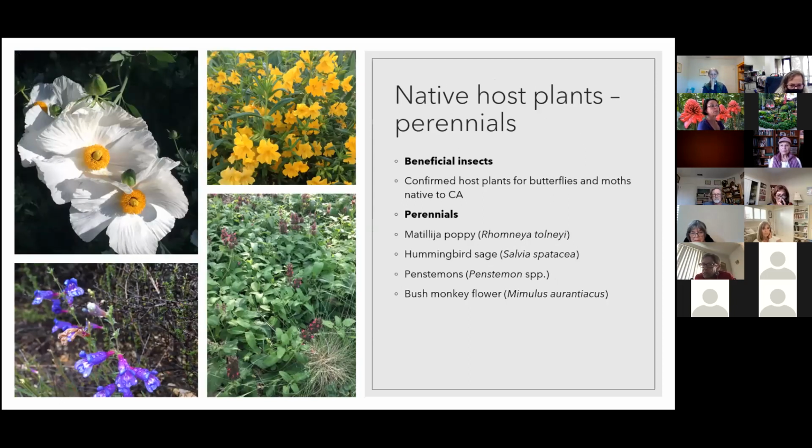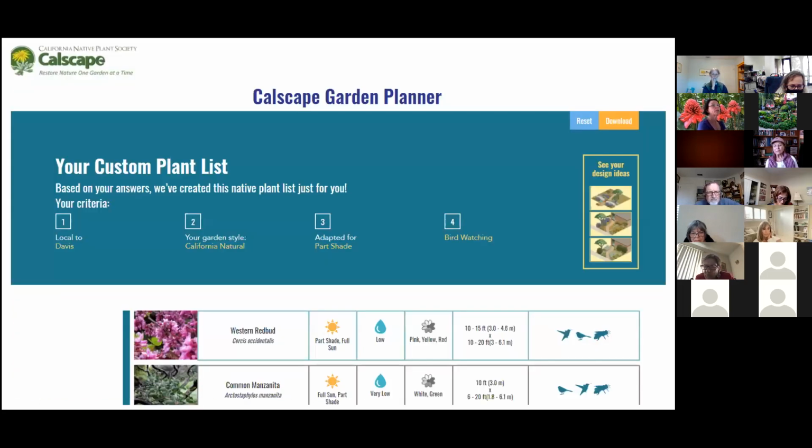Same goes for perennial plants. Again, these are all in our garden. There's the Matilija poppy, the sticky monkey flower, the orange one top right. The bottom right is that hummingbird sage that Ron had as one of his alternatives to native plants, and the bottom left is the penstemons.